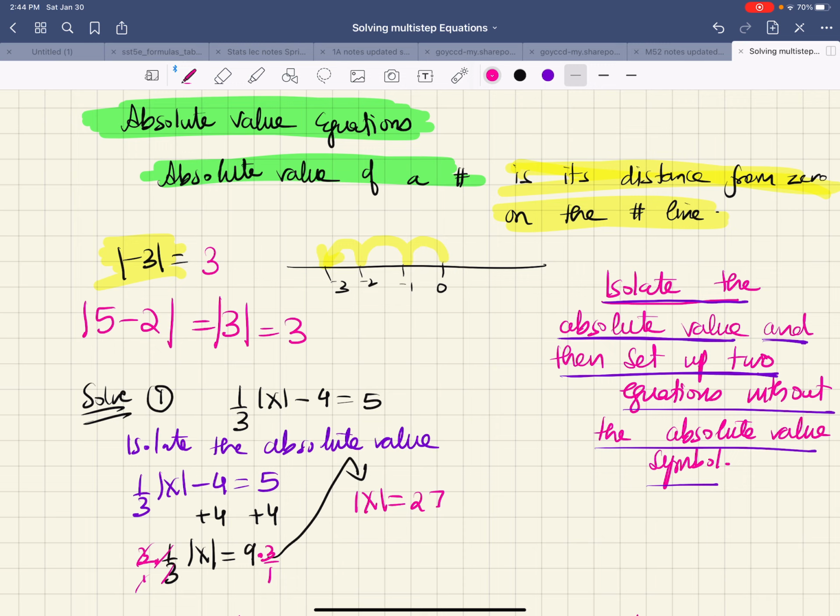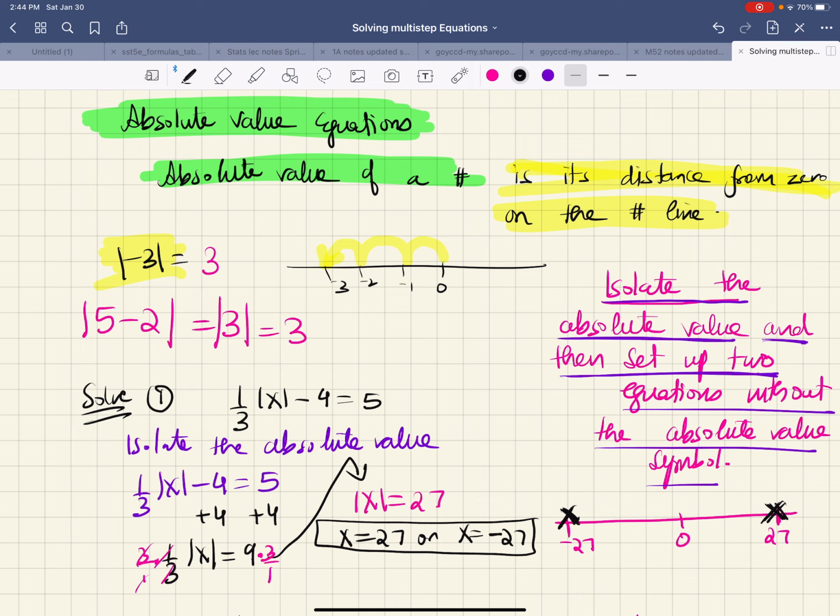Now, if I have absolute value of x equals 27, where can the x be on the number line? Well, there's really two spots that x can be on the number line. The x can be here, because even if it's here, the absolute value will be equal to 27 because absolute value is the distance from 0, or the x can be here. So now we're ready to split this equation. We're going to say either x is equal to 27 or x is equal to negative 27. And these are our two solutions for this absolute value equation.